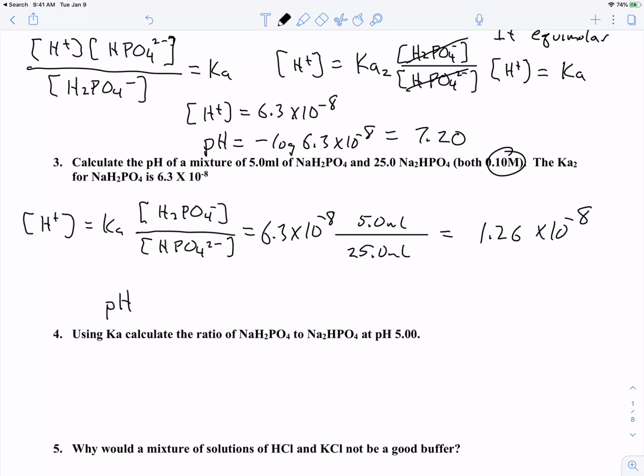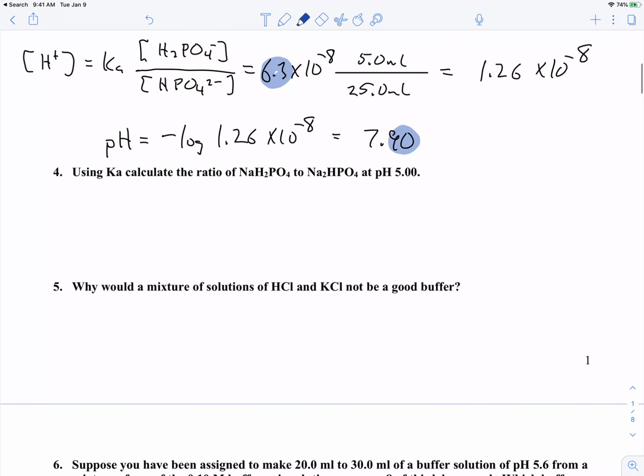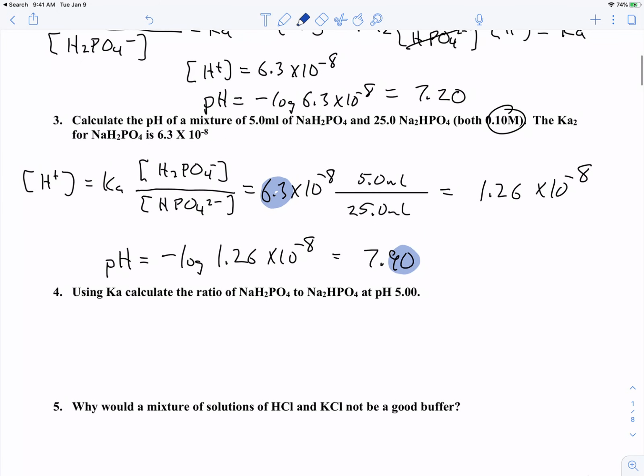So the pH, and again, this is a case where our ratio is not 1 to 1, is equal to the negative log of 1.26 times 10 to the minus 8th. And we only have 2 sig figs when we round, so that's going to be 7.90. So that's our 2 sig figs, we just waited to round at the end. Okay, now you'll notice that this particular buffer is tending to have a pH between 7 and 8.